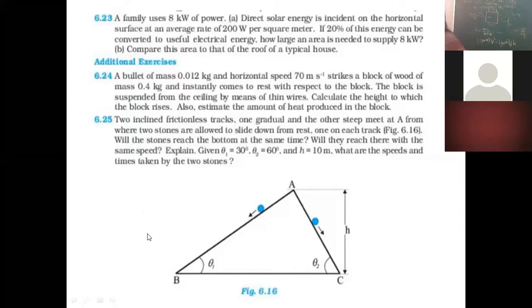Let me note down the data first. Question number 25. Read it out by that time.